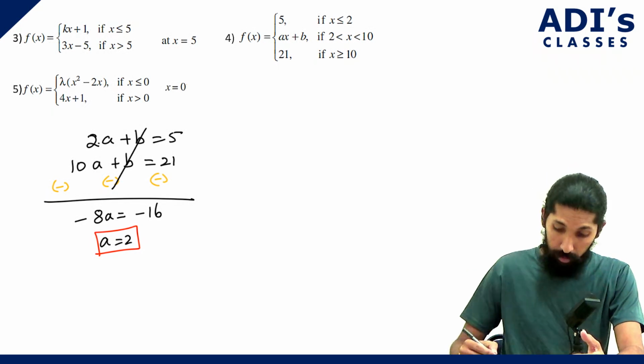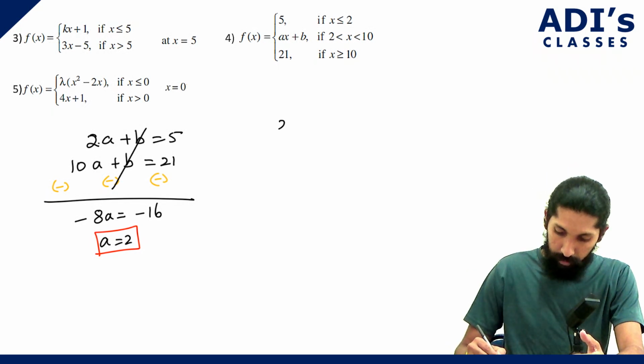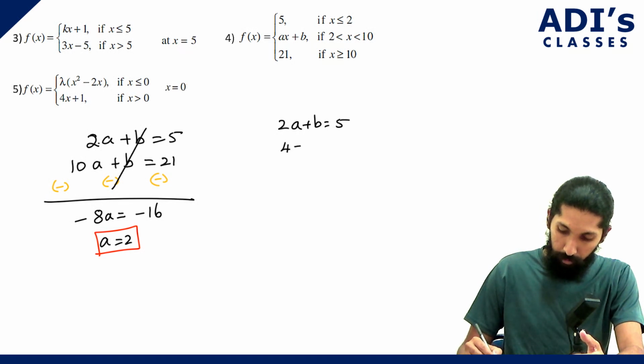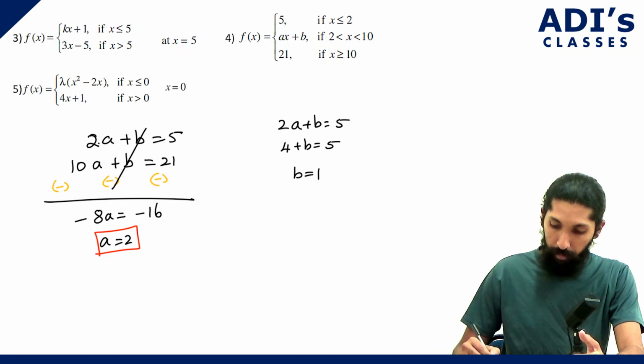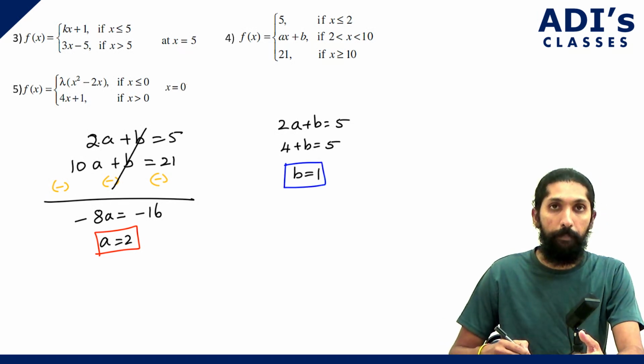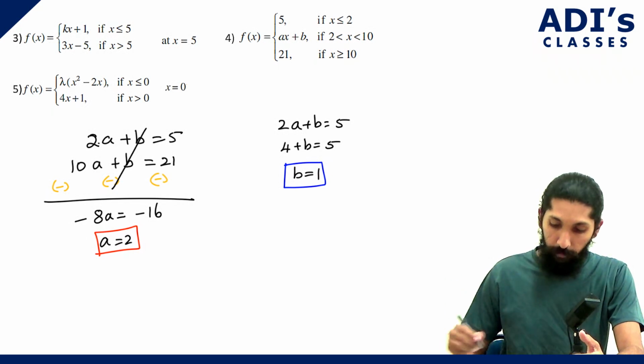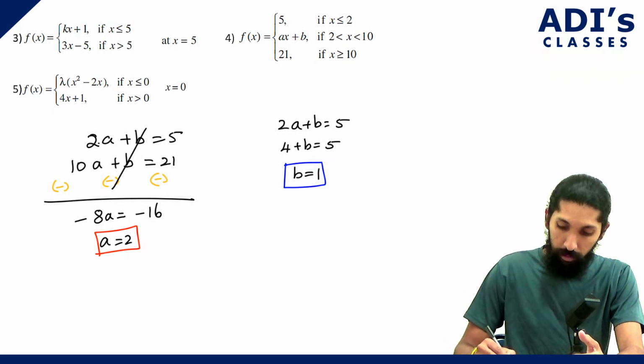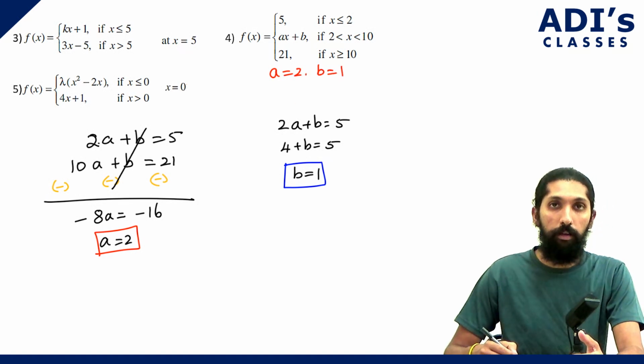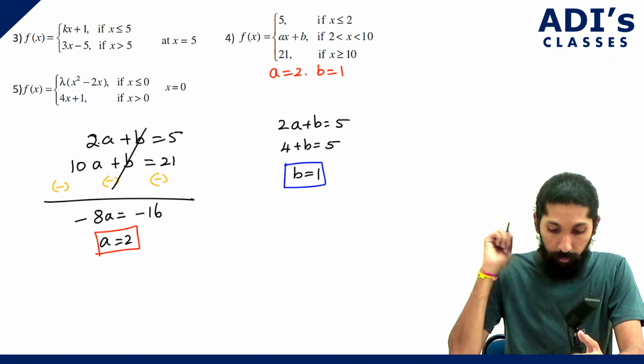Substitute. So you have 2a plus b is equal to 5. 4 plus b is equal to 5. b is equal to 1. So b value becomes 1. So what are the values now finally? Here a value is 2 and b value is 1. Clear? This is how we need to solve the fourth one.